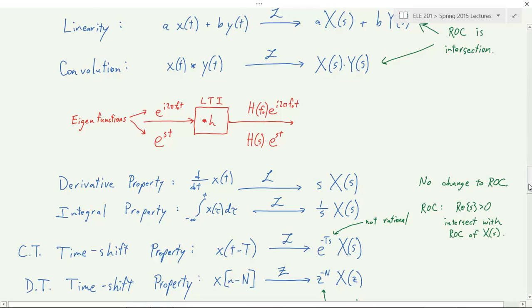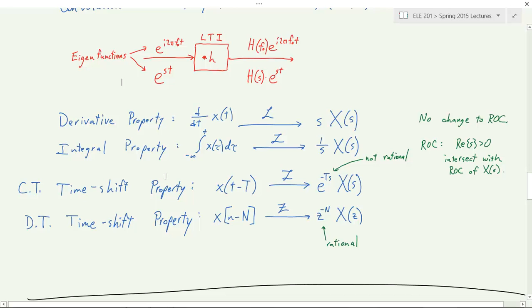All right. Now let's look at a time shift property. First of all, in continuous time, this is again just as we'd expect. If we delay our signal by capital T, we just get e to the negative capital T s times our original Laplace transform. So this is just like we had with the Fourier transform. It's just that s is there instead of i 2 pi f. Now, we're actually not going to use this continuous time shift property at all. But we are going to care a lot about the time shift property in discrete time.